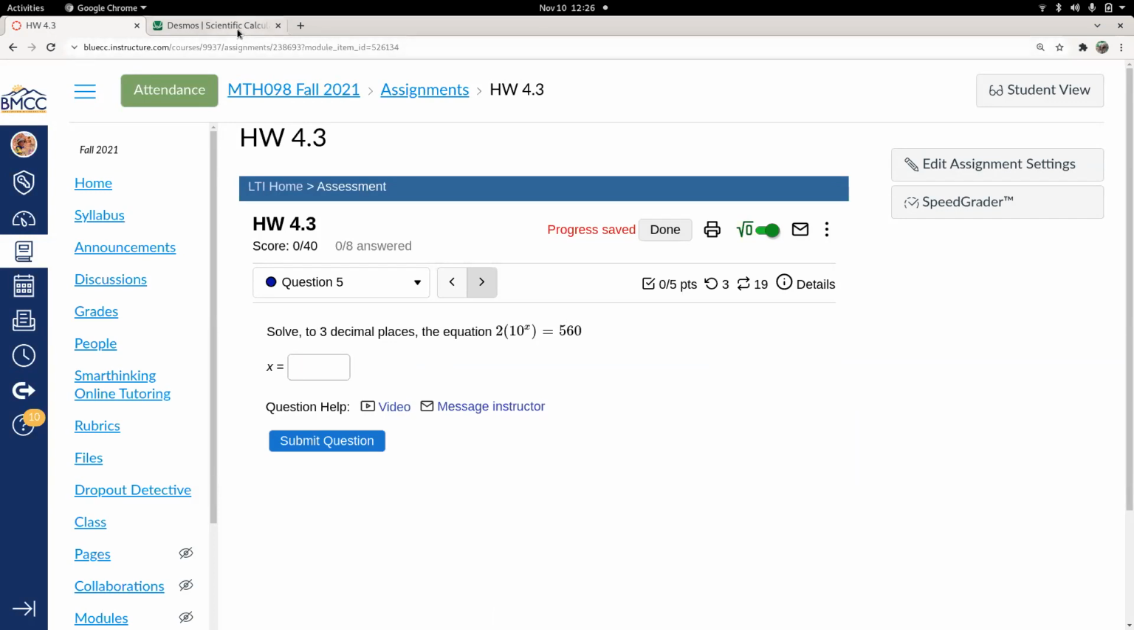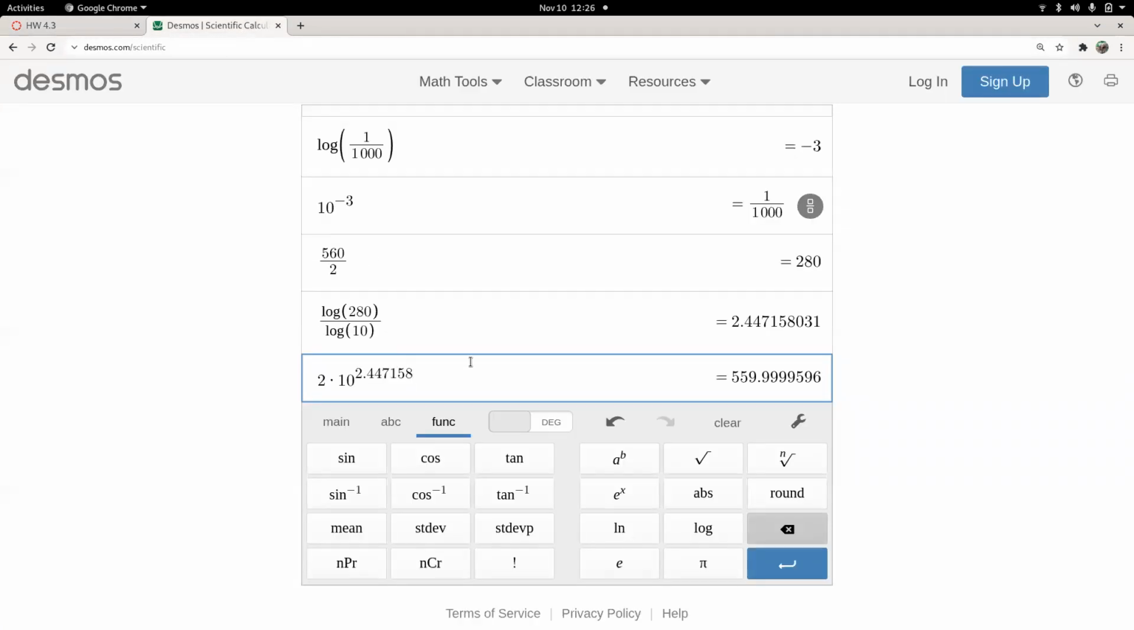So my calculator and my work believe that the answer should be about 2.447. And since the next digit is a 1, that 7 stays a 7. If it asked for 4 decimal places, the 5 would bump that 1 to a 2. And notice rounding up gives me an answer a little over 560.